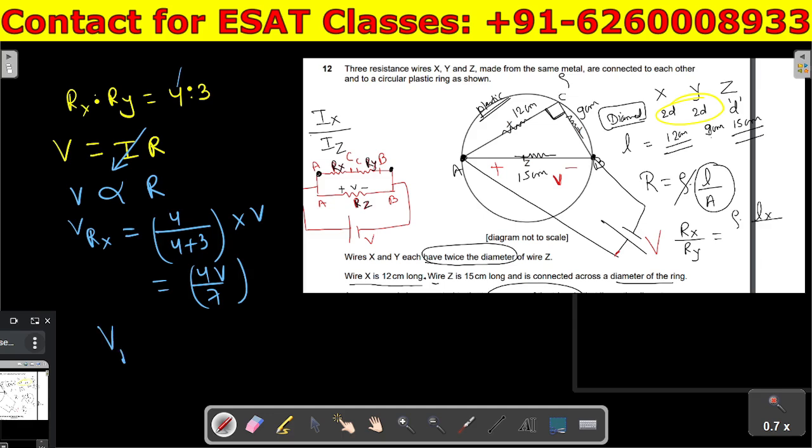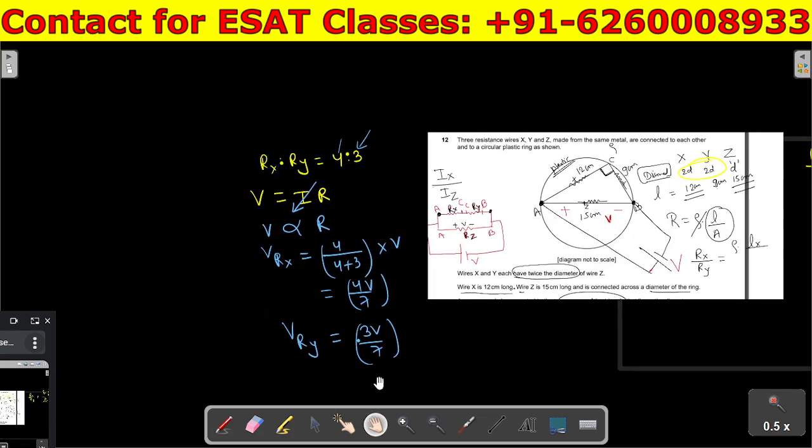Suppose you want to find along Y. So what's the proportion of this Ry? It is 3, so it should be 3V upon 7, right? So now you have voltage along all the resistors. Along Z, it is V. Along Rx, it is 4V upon 7. Along Ry, it is 3V upon 7. Is it okay? Yes, sir.